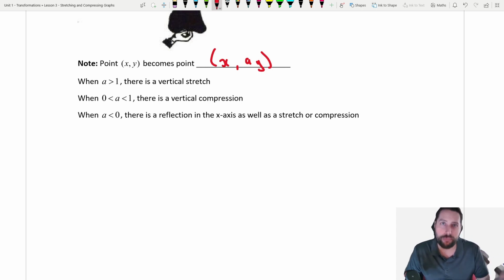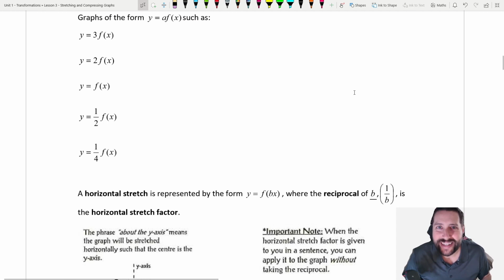In the previous lesson we talked about reflecting graphs about the x-axis and the y-axis. If you can't quite remember how to do that, make sure you go back to the previous lesson video and go over the reflection about the x and y-axis. But when a is less than 0, you have a reflection as well as a stretch or compression. Which brings us to a few examples here.